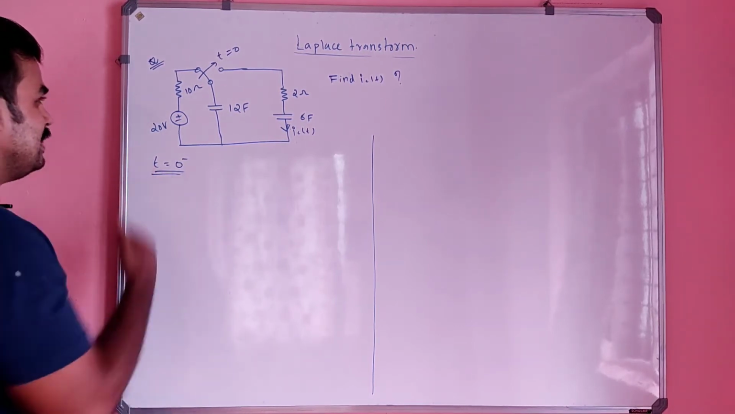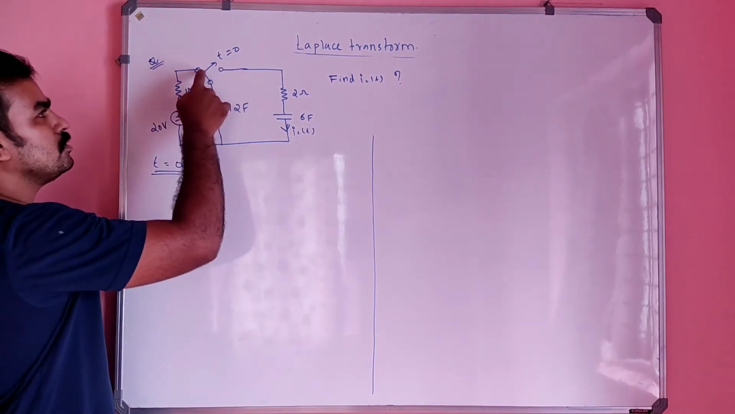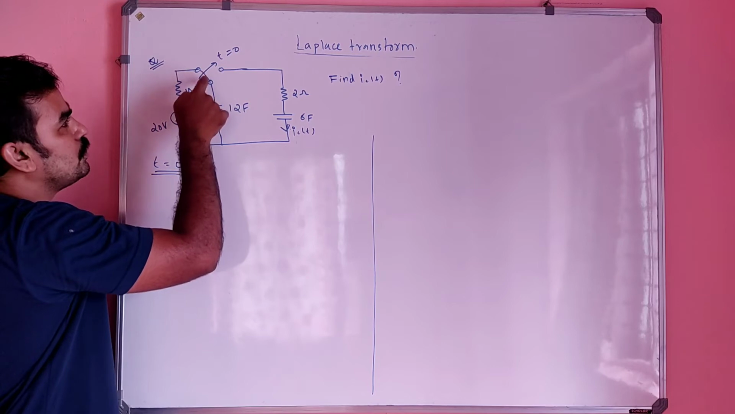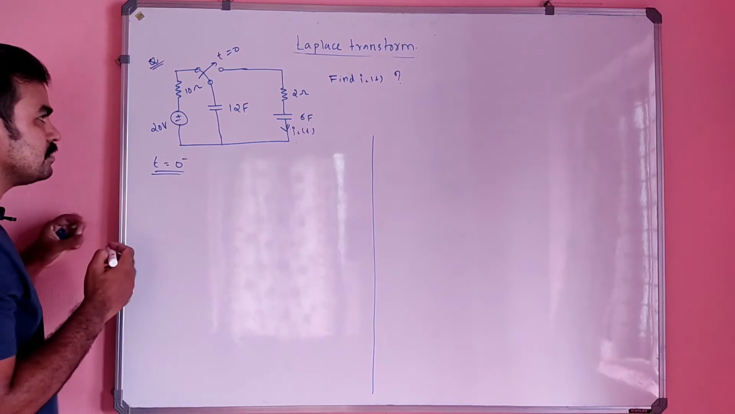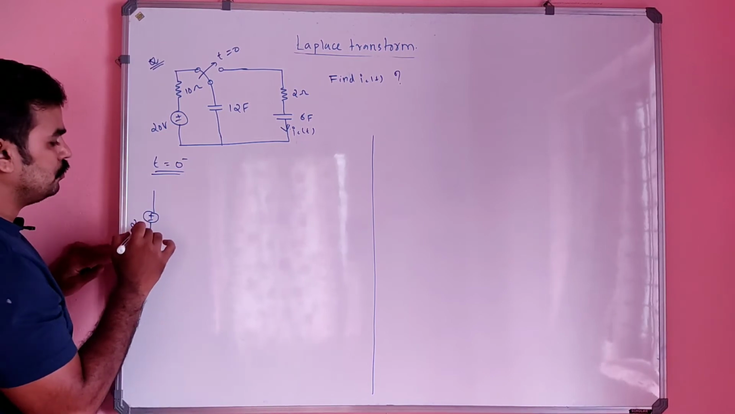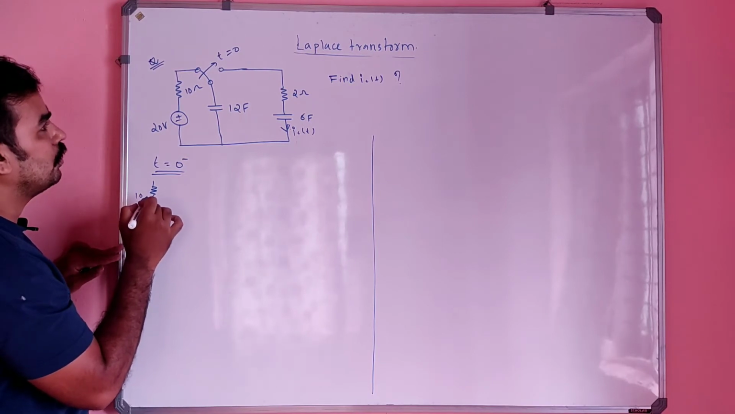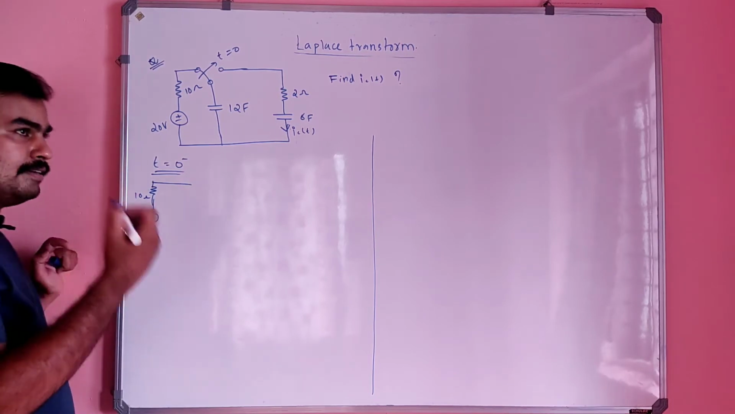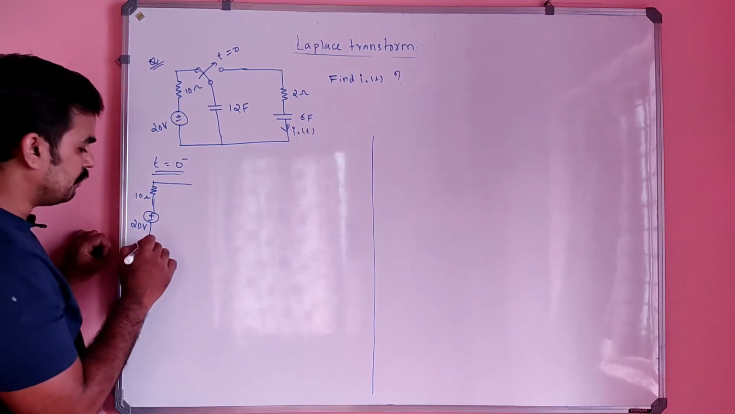Okay, so t equal to 0 minus means what will be the circuit position? At t equal to 0 only the switch is connected to this port. Otherwise, at t less than 0, or t equal to 0 minus, this will be the circuit. This circuit will not be there, right? So this will be the circuit. Listen carefully, it will be 20 volt, and this is 10 ohm, correct? And the capacitor at t equal to 0 minus is in a steady state condition now, so the capacitor will act as an open circuit, right?